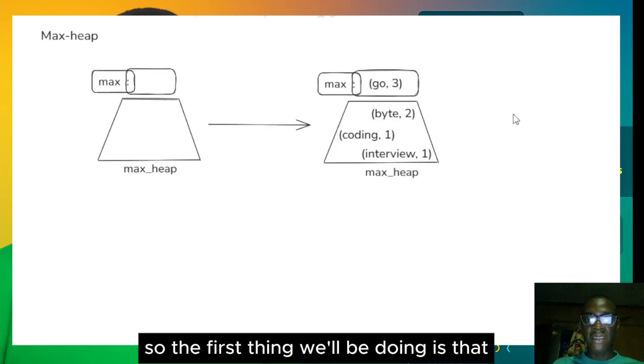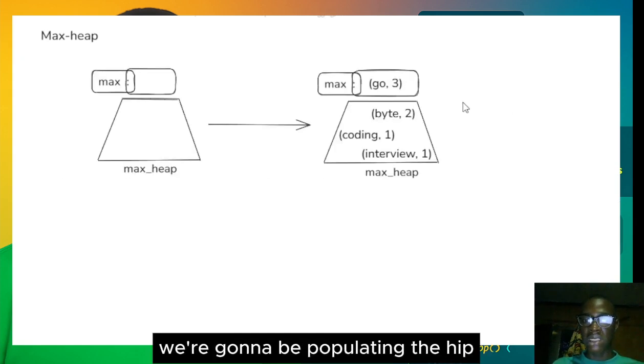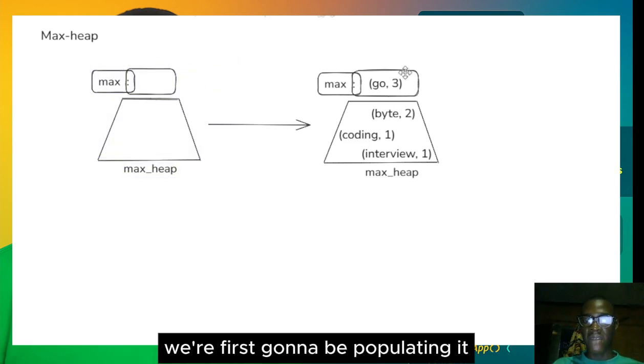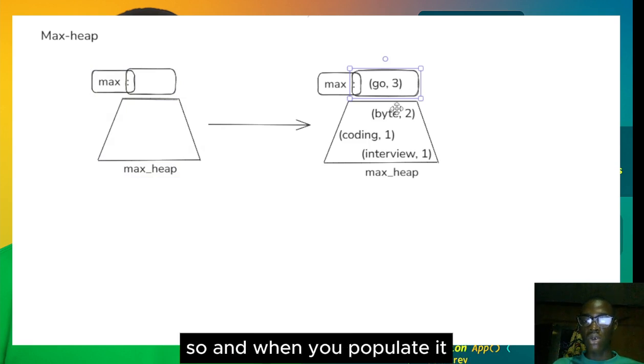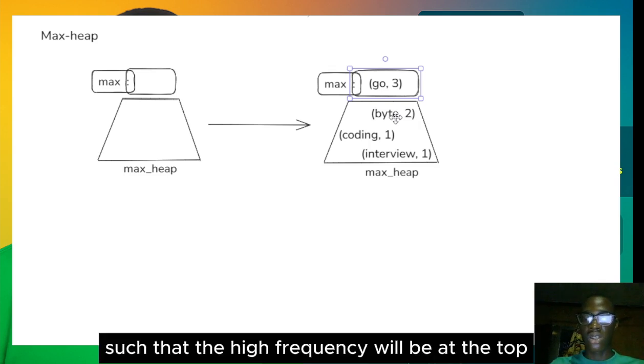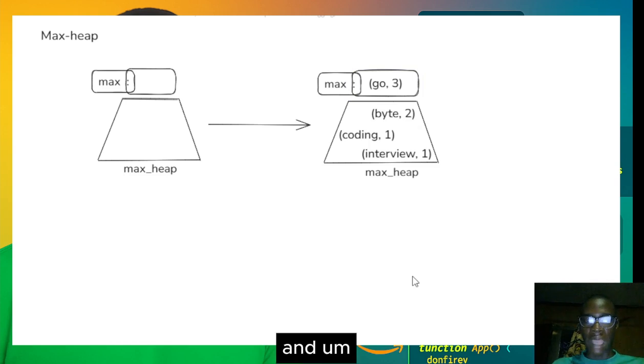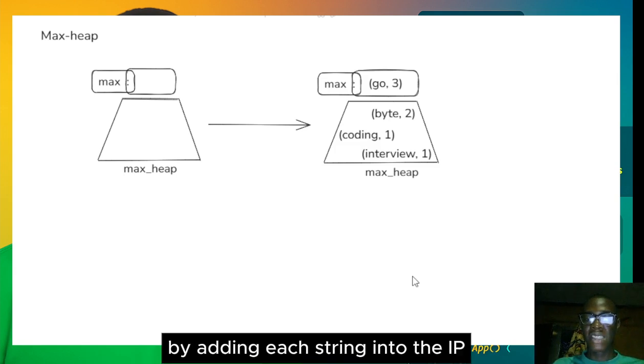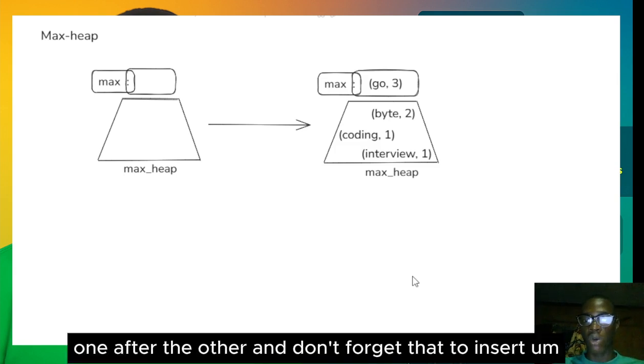So the first thing we'll be doing is populating the heap. This is the empty maximum heap now. We are first gonna populate it, and when we populate it, the heap has a way of structuring itself such that the highest frequency will be at the top. One way to populate the heap is to do it one by one, adding each string into the heap one after the other.